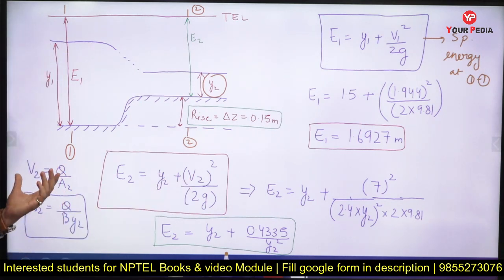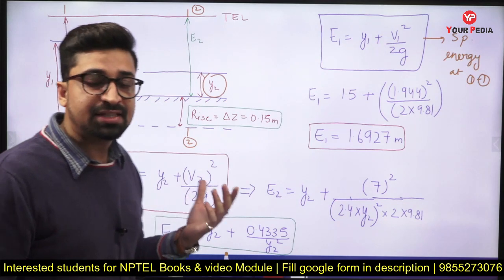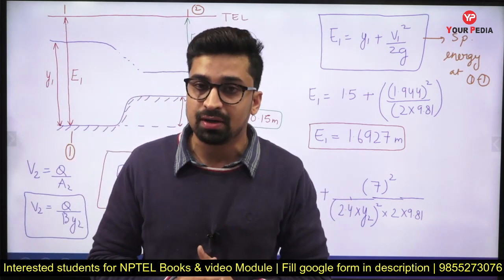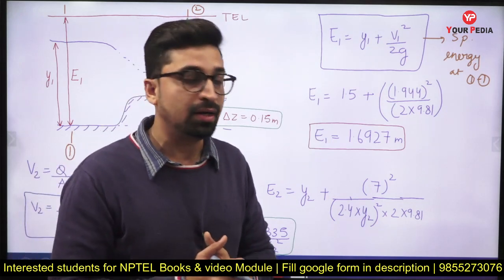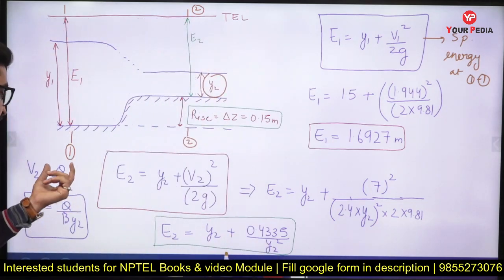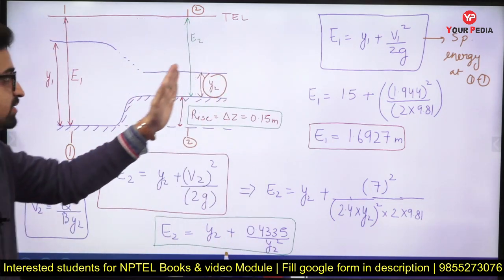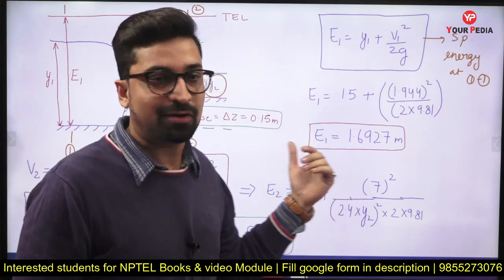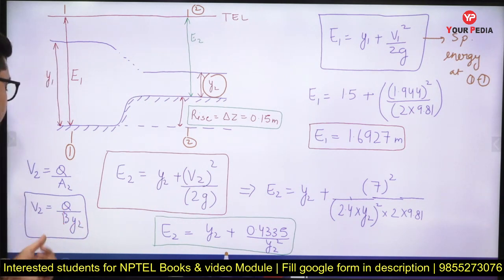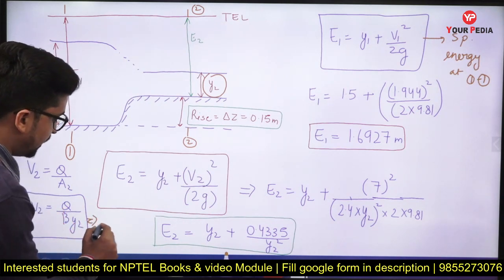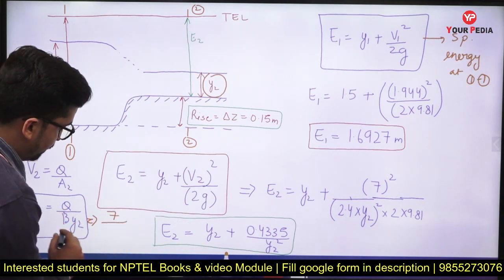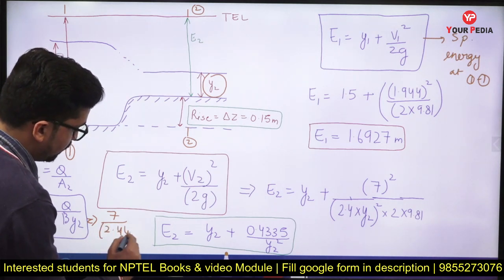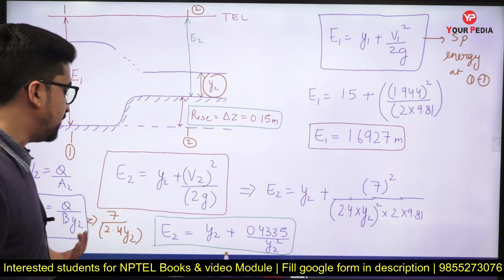So velocity at section 22 will be equal to discharge upon area at section 22, and discharge remains constant in open channel flow, right? So discharge will be 7, upon area at this section, which will be B, the width, into depth of flow, which is Y2. In this way we can get the velocity as 7 upon 2.4 times Y2. So this will be the velocity at section 22.